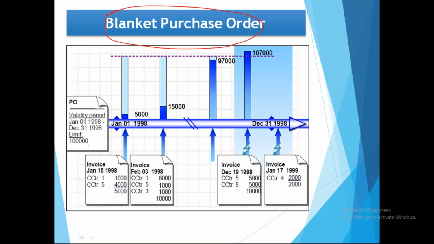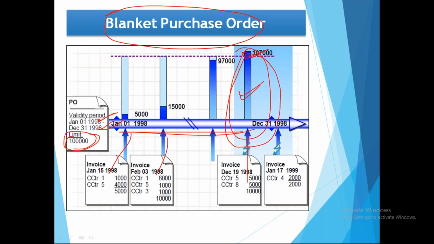Okay, so whenever you are creating a blanket purchase order, you will give the validity period, and you will give the value limit. So once you give that value limit, whenever you are receiving the material, when you post the invoices, once that limit is reached, the system will not allow you to make further postings. And even when the period is over, the system will not allow you to do further invoicing.